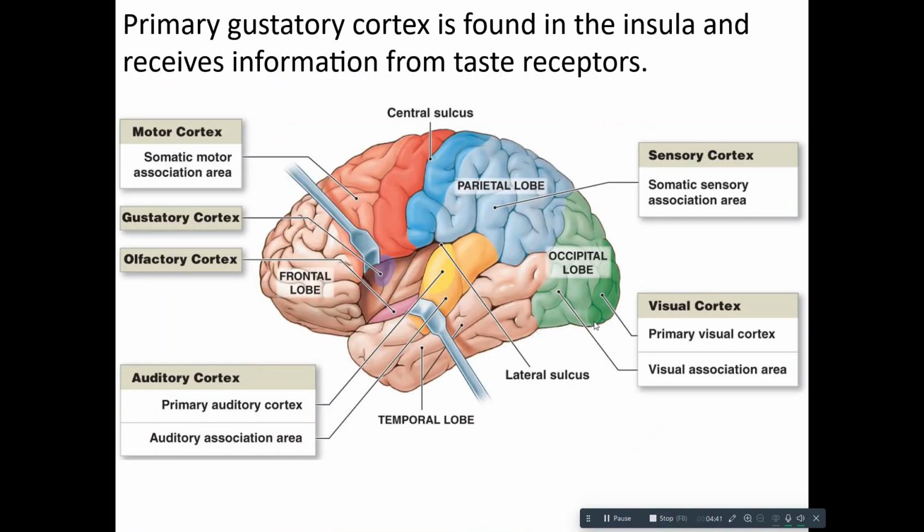My primary gustatory cortex is all about taste. The word gustatory has to do with taste. So taste receptors in the tongue are projecting their information ultimately to the gustatory cortex in the insula.